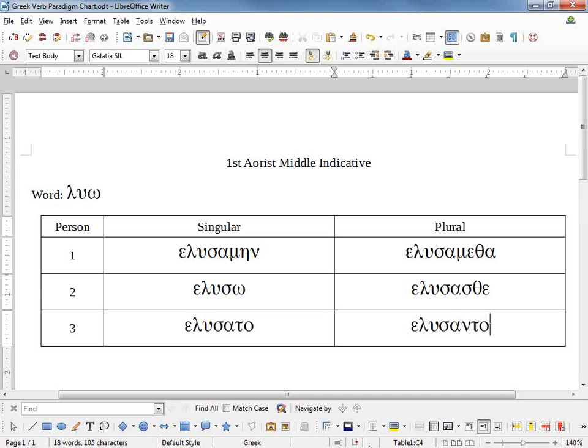Professor, quick question. So this chart that we have right in front of us, that's first aorist middle indicative, right? Yes, correct. And then the one before it, what was that? So that's pretty much when the subject is doing the action. So it's simply I destroyed, you destroyed, and we destroyed, and so forth. So it's still first aorist, middle indicative as well. It's just when the subject is doing the action. Exactly. Okay. Thank you.